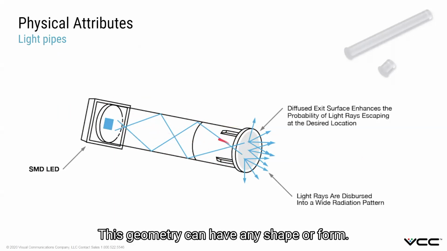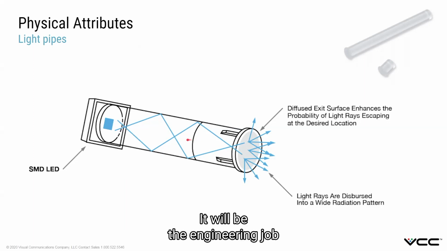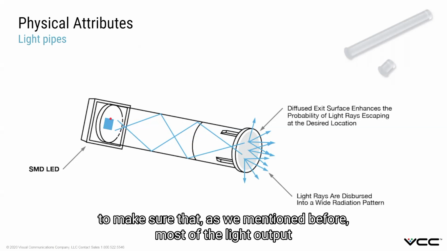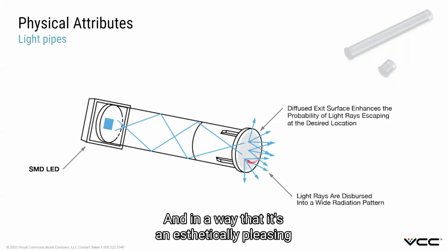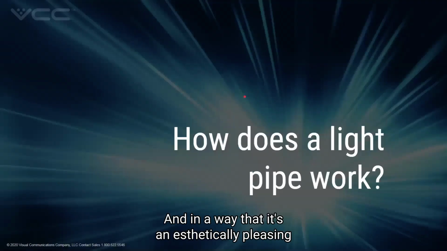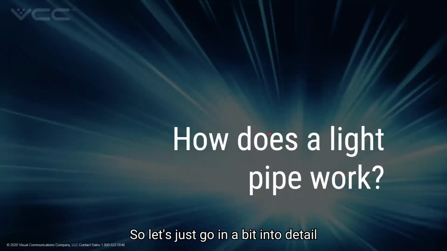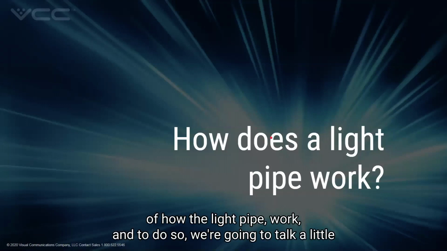Now, this geometry can have any shape or form, arbitrary. It will be the engineering job to make sure that, as we mentioned before, most of the light expulsed from this LED ends up on the target surface, and in a way that it's aesthetically pleasing. So let's just go a little bit into the detail of how the light pipe works.